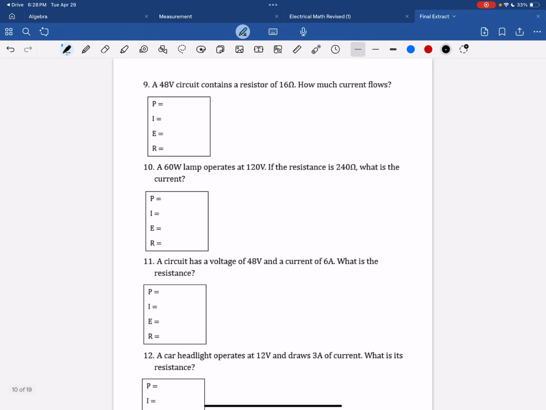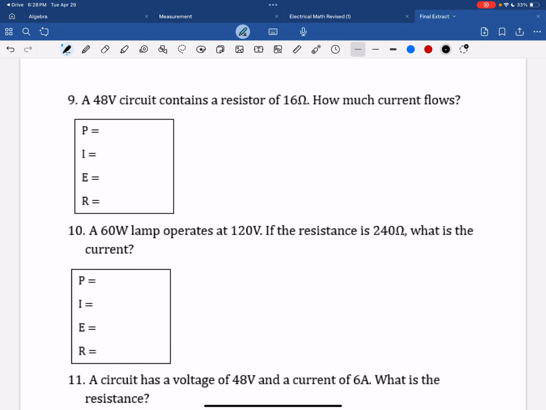This is page 60 without the ohms wheel. A 48-volt circuit contains a resistor of 16 ohms. How much current flows? So we want the formula that goes with E, I, and R, and that's E equals IR. And if you set up your scaffold, we are looking for I. So anything that's not I needs to be on this side. So I'm going to divide both sides by R.